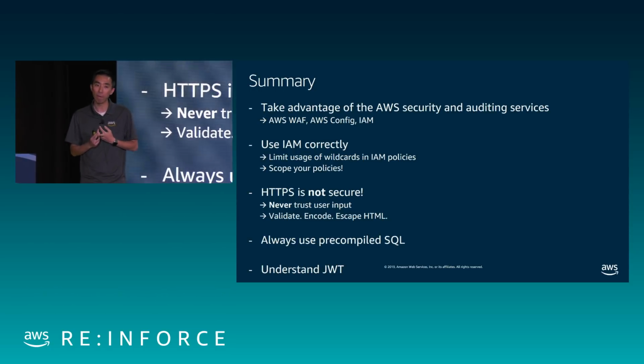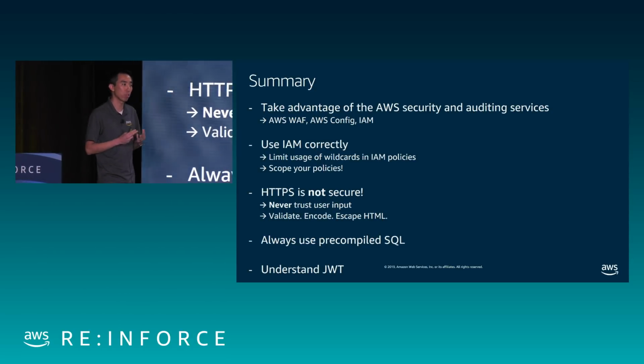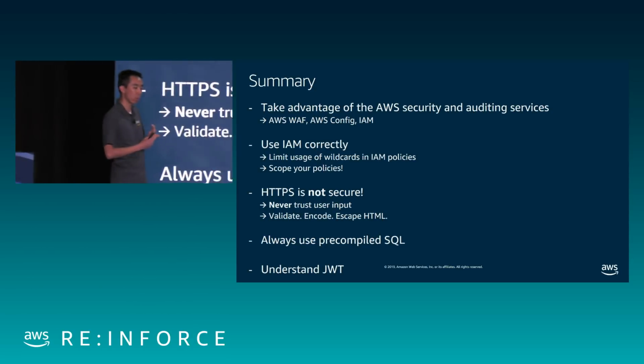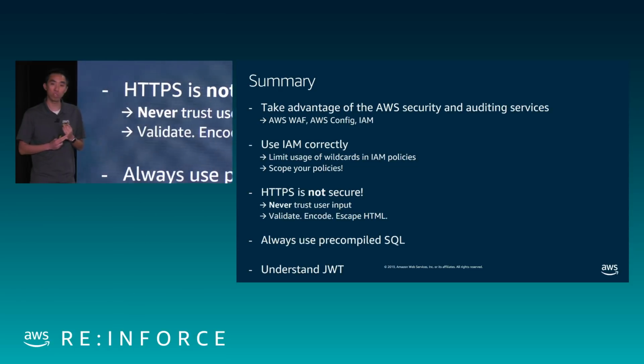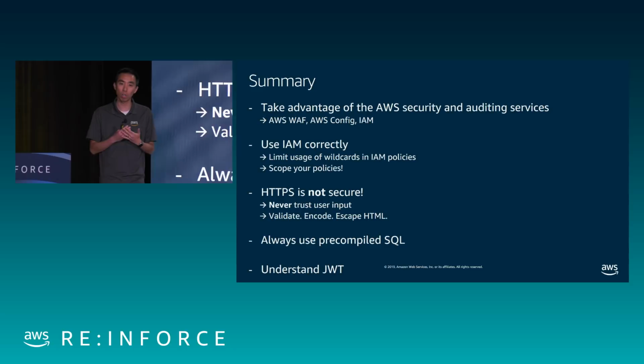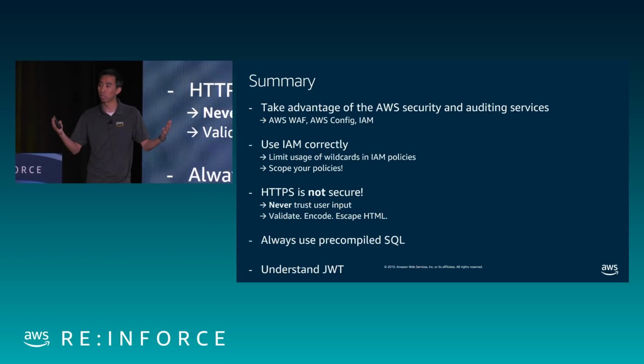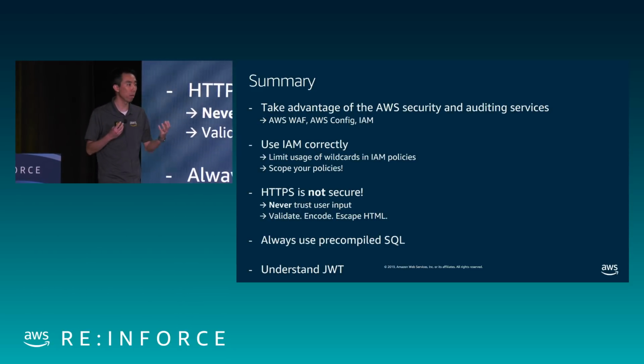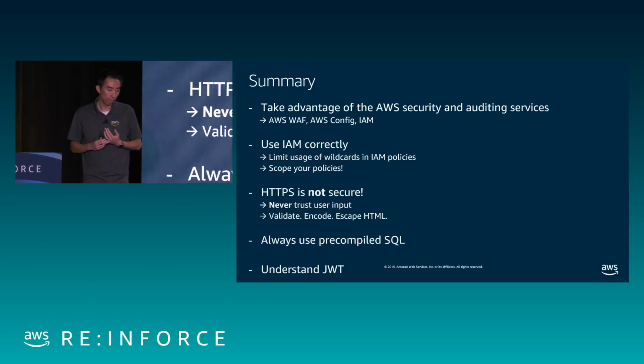Make sure you're using WAF, right? Enable it on CloudFront, turn it on your API Gateway resources. Make sure you're using AWS Config to audit your environments. Even if you're not remediating, you should turn it on to audit and track that timeline of changes. Because it could be useful when you have a bug. You could go back and determine who made the change and when that change was made.